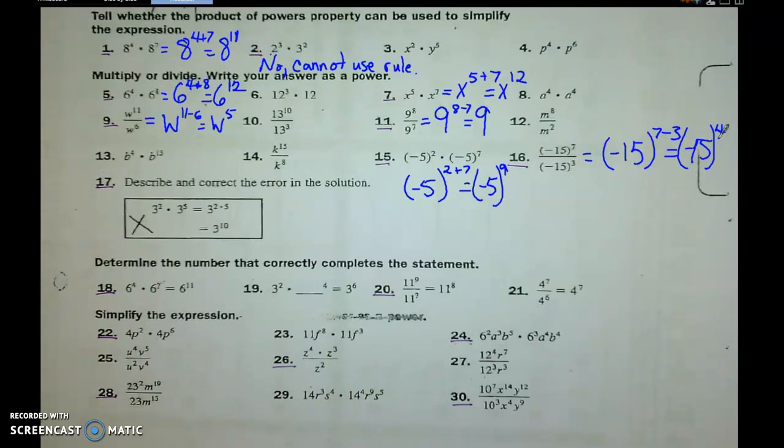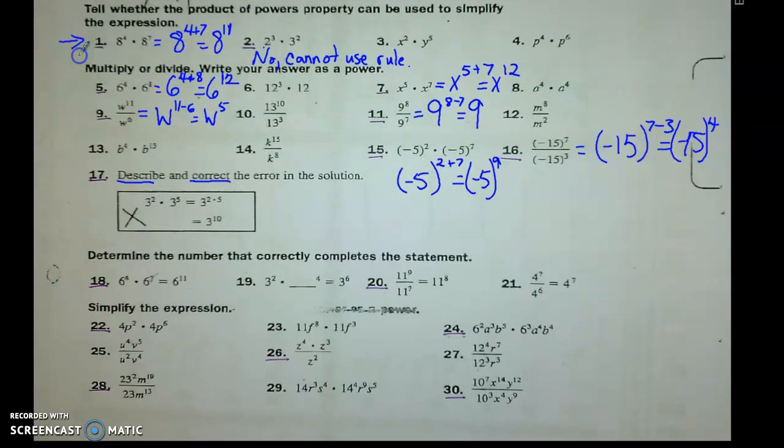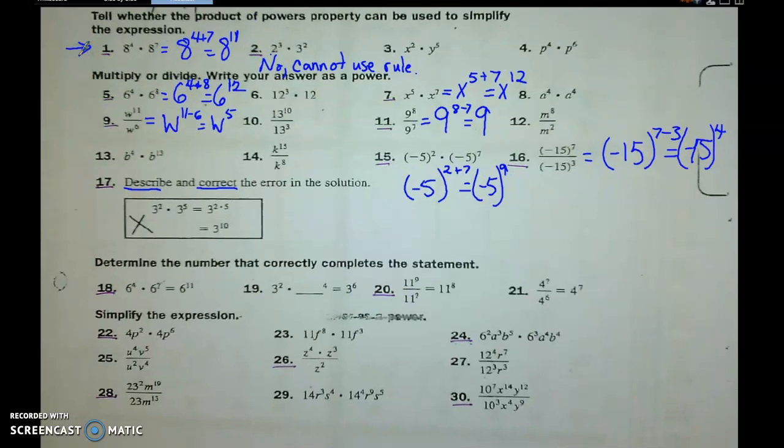Looking at number 17, it says, describe and correct the error in the solution. Okay, so describe and correct. When we look, we are multiplying exponents with the same base. So we need to think back to our rule, think back to what we did up here, and we're going to have to do that same thing. So looking at this step right here, see what they did wrong, and then explain what their error was.